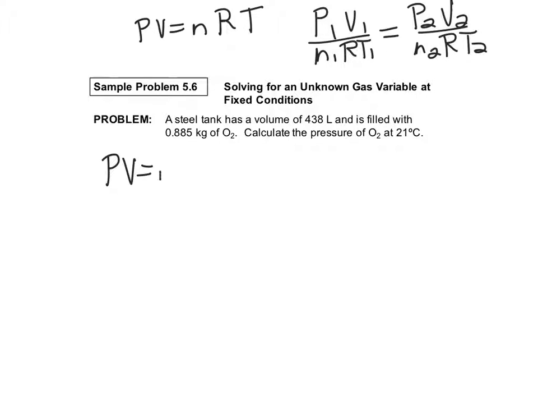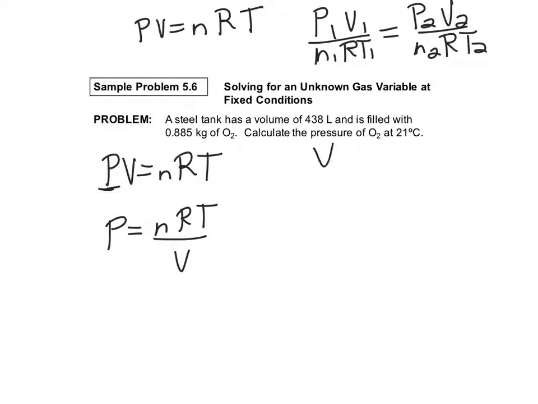PV equals nRT. They're asking for a pressure, so I've got to get pressure by itself. So P is going to equal nRT divided by V. n is the number of moles, R is the gas constant, T is the temperature, V is the volume. Now, what information have they given me?